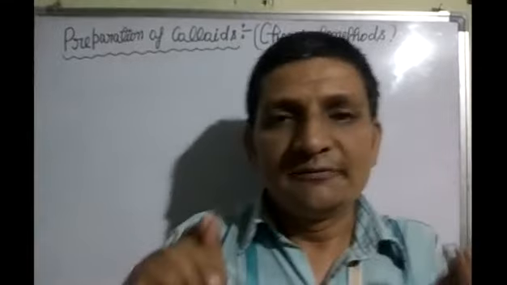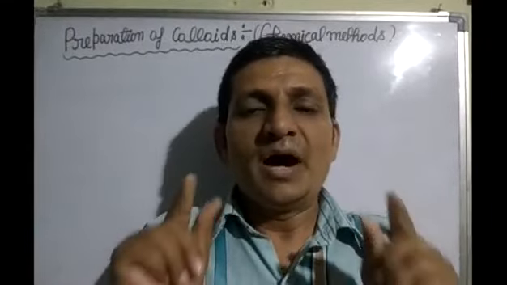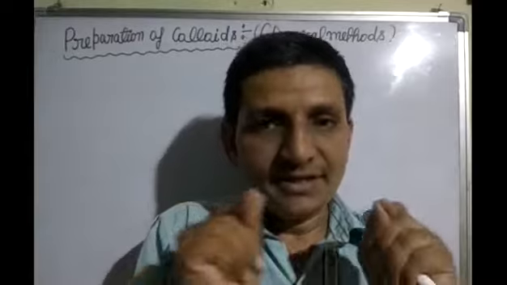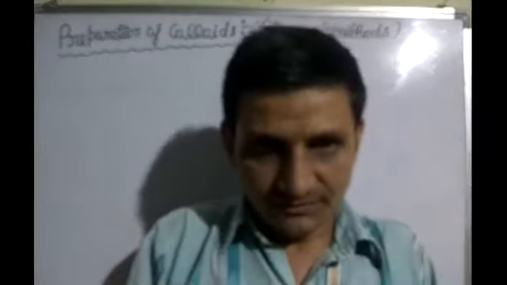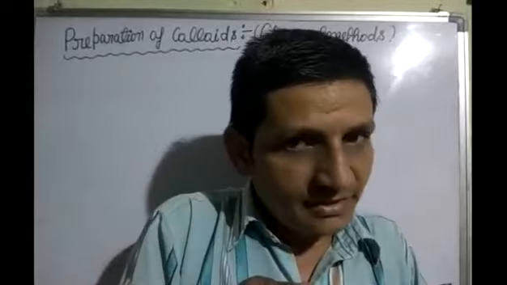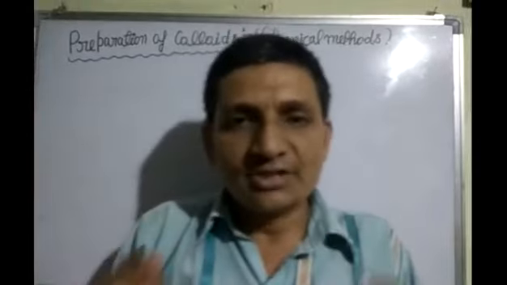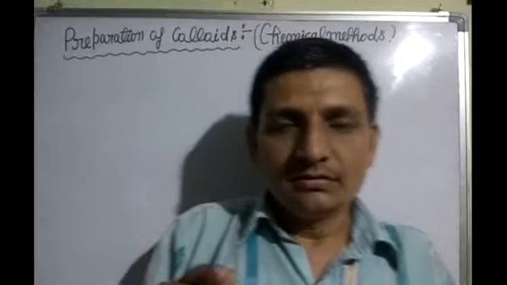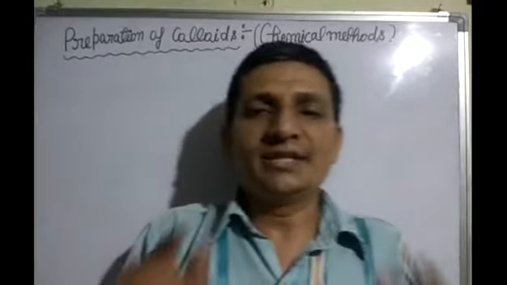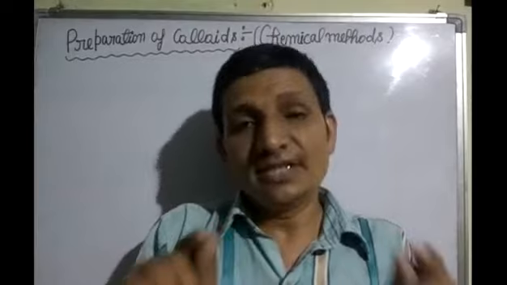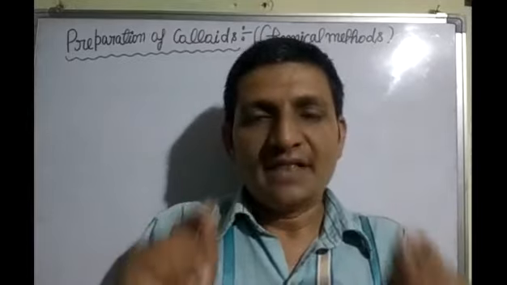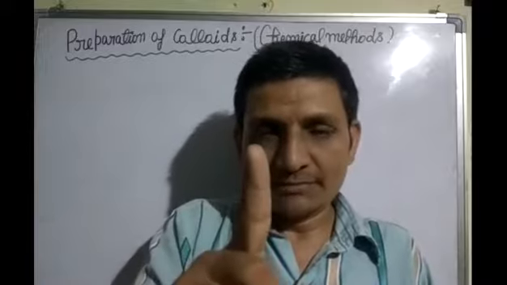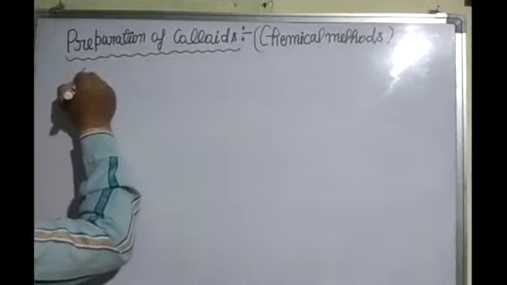Oxidation method. Sulfur sol is prepared by passing hydrogen sulfide gas in the solution of oxidizing agent. Such oxidizing agents are sulfur dioxide, bromine water, nitric acid. So the first important method I am telling you is the oxidation method.